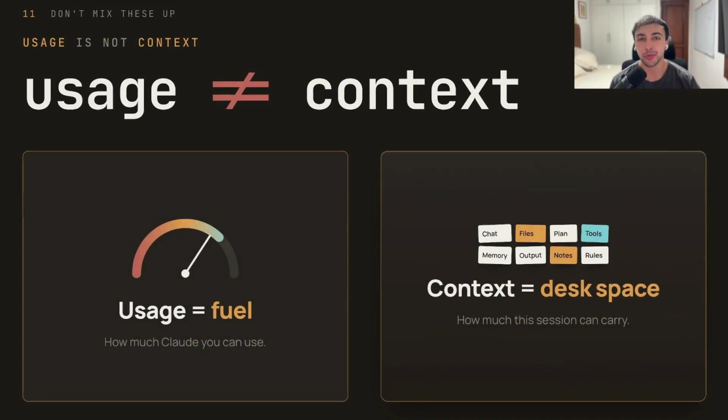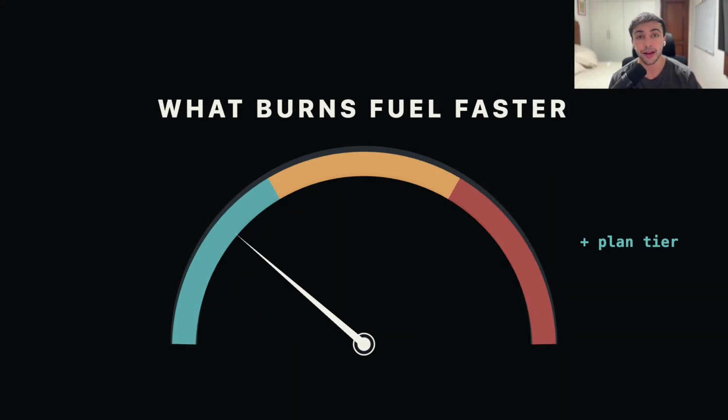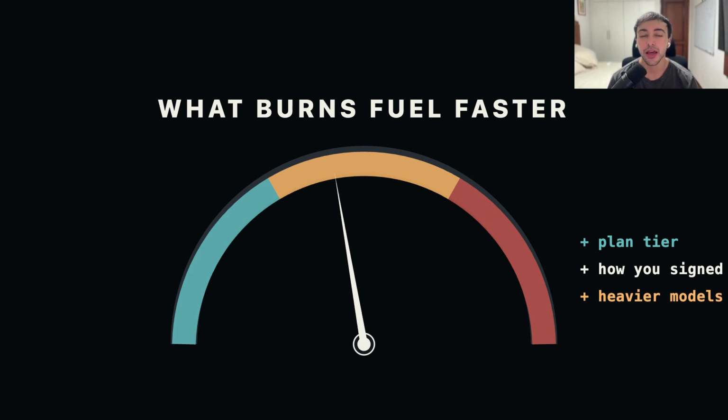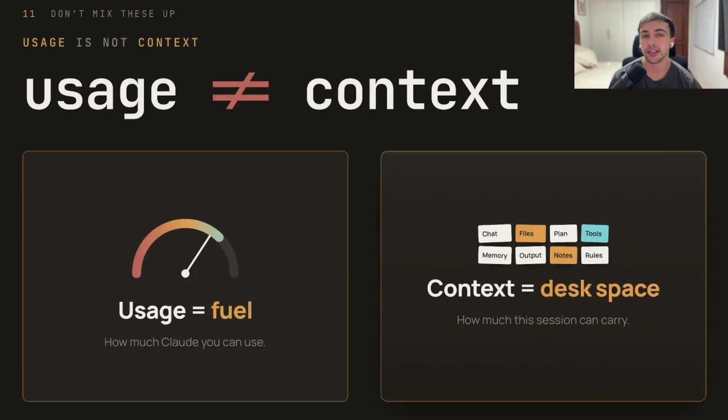Now we need to separate 2 important concepts that people mix all the time. Usage is your allowance. It is how much Claude you can use over a period of time. That allowance depends on your plan and how you're signed in. A bigger plan usually gives you more room, and heavier models or long sessions use that room faster. On the other hand, context is different. Context is how much this session can still carry.